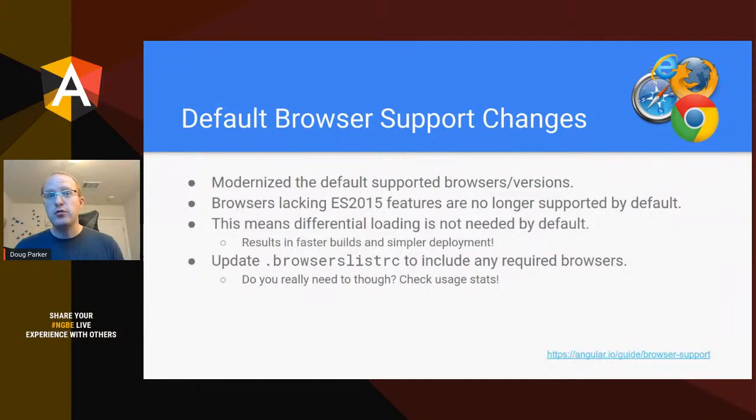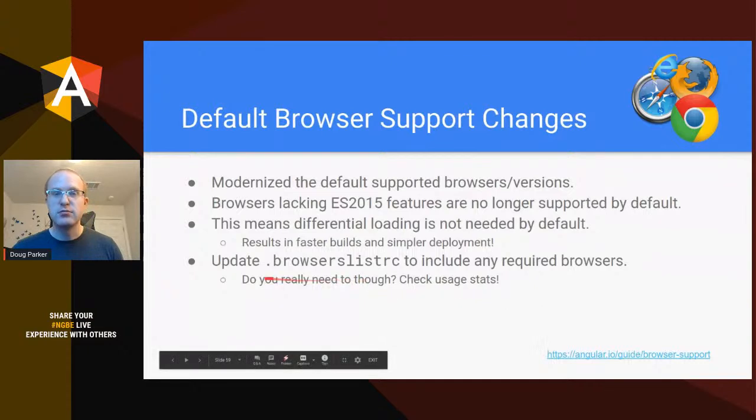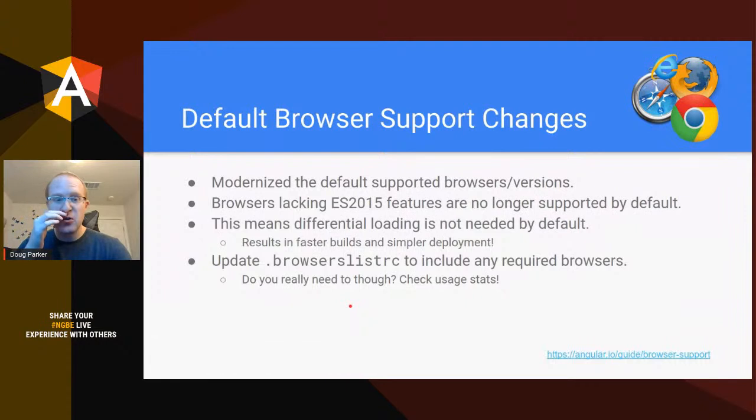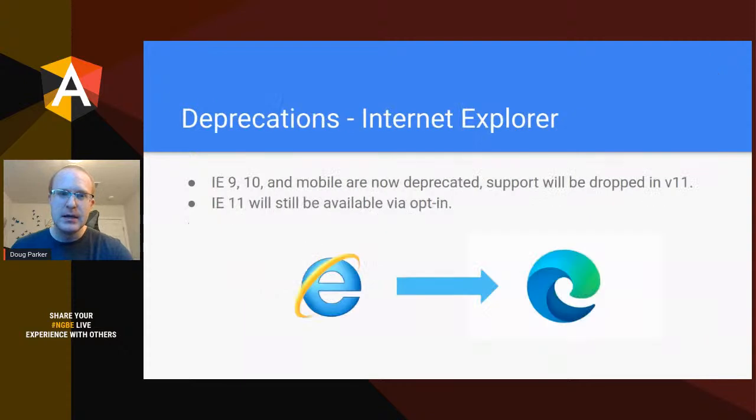Now all these changes are just by default. You can still opt into them if you really need to. You can just update your browserslistrc file and add in whatever browsers you care about. Definitely do check in with your actual users to understand if this matters to you. We've removed these browsers because they're so infrequently used. So definitely do check your actual usage stats before just opting into all the browsers, because odds are you really don't need to support them.